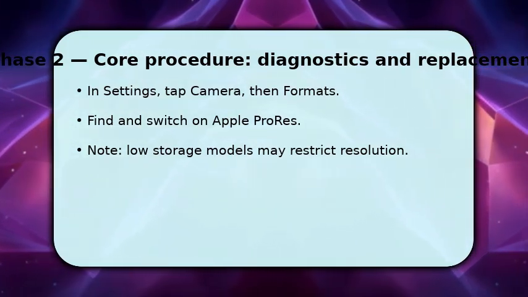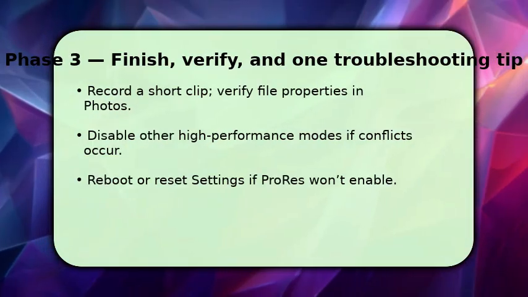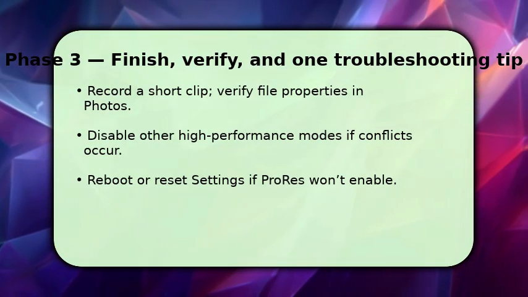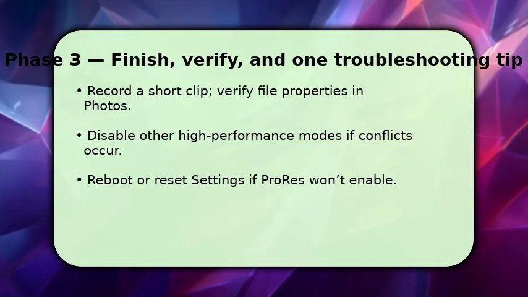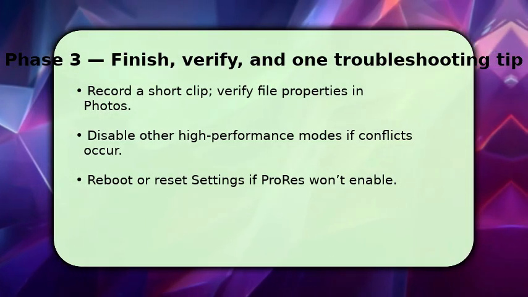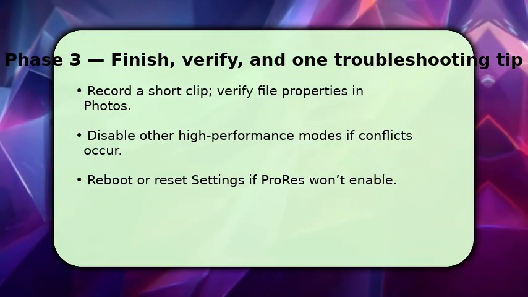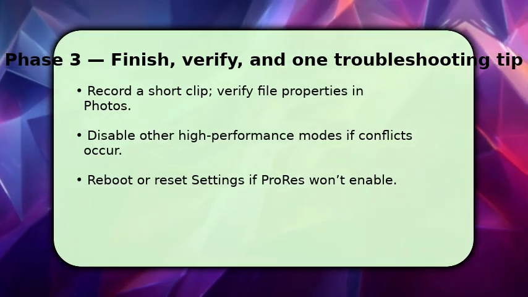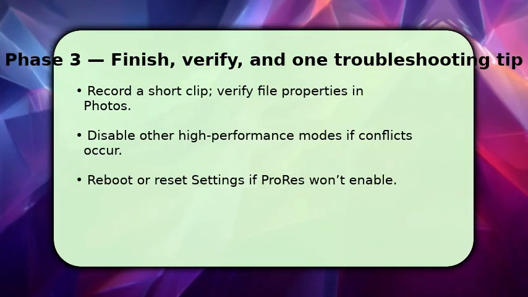Finish by recording a quick ProRes clip and inspect it in Photos to confirm codec and resolution. You should test different frame rates and lighting so you understand file sizes and performance. If you hit a problem, turn off conflicting modes like ProRAW or Cinematic Preview, then retry.